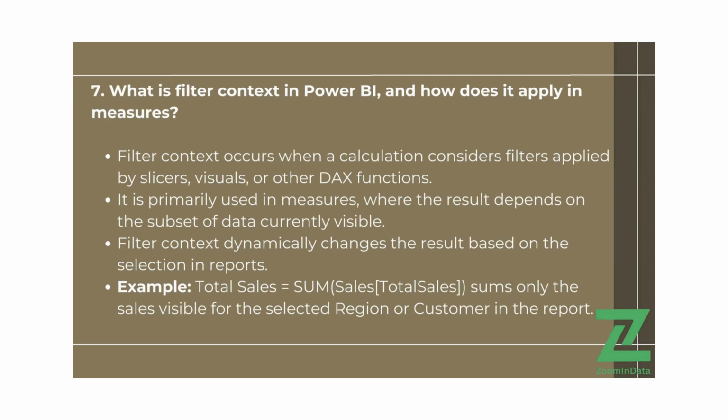Seventh question. What is filter context in Power BI, and how does it apply in measures? Filter context occurs when a calculation considers filters applied by slices, visuals, or other DAX functions. It is primarily used in measures, where the result depends on the subset of data currently visible. Filter context dynamically changes the result based on the selection in reports.